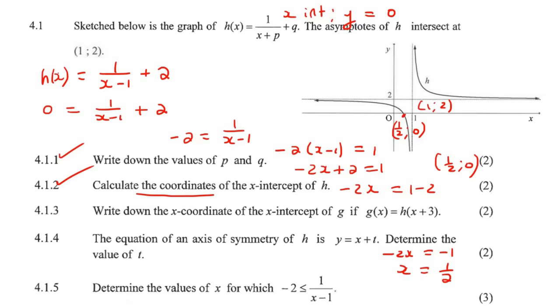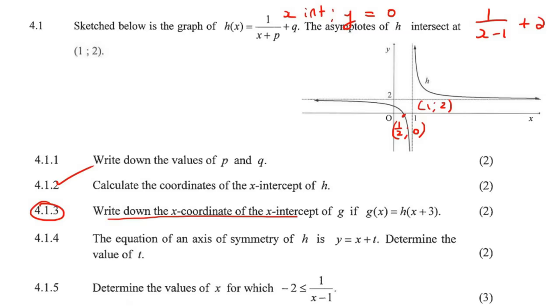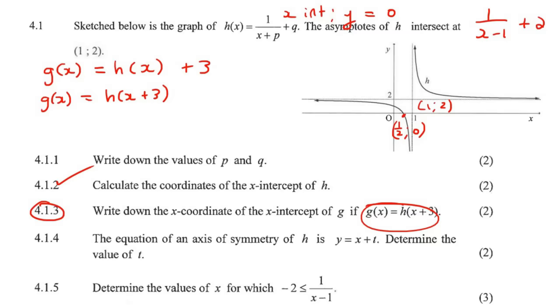This question says, write down the x coordinate of the x-intercept of g if g is equal to that. So we've got to understand a few things. They could have said g of x is equal to h of x plus 3 with the 3 outside, or g of x equals h of x plus 3 with the 3 inside the bracket, which is the one that they have. And these two things mean two different things. This one is in the bracket with the x.